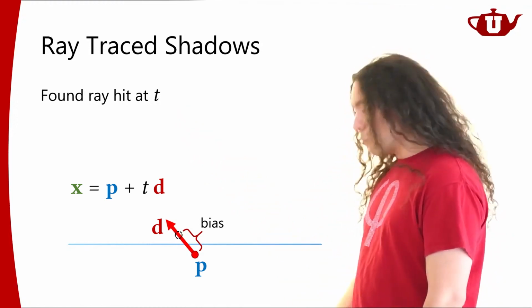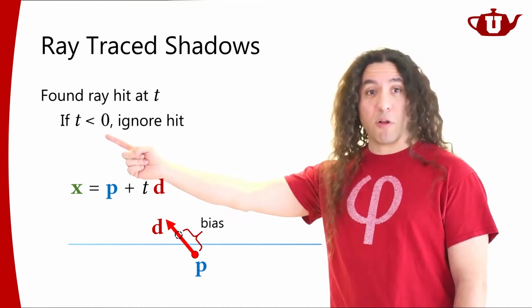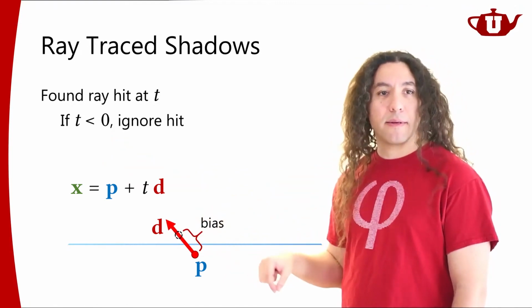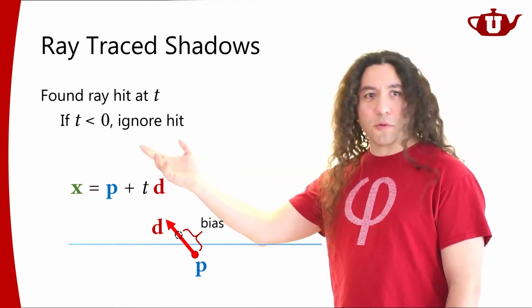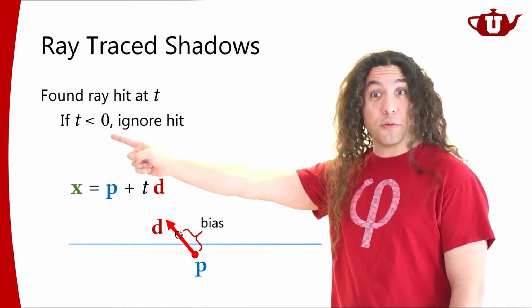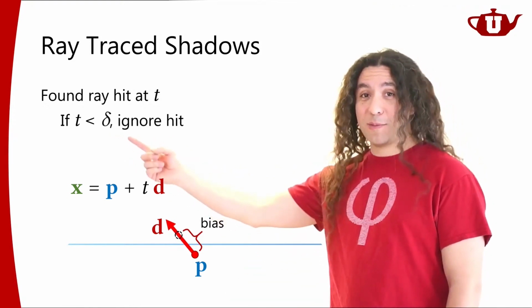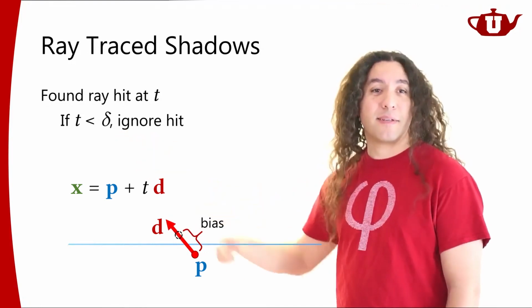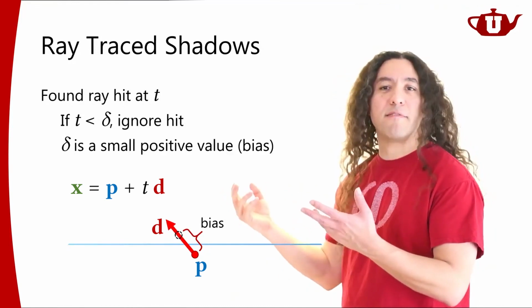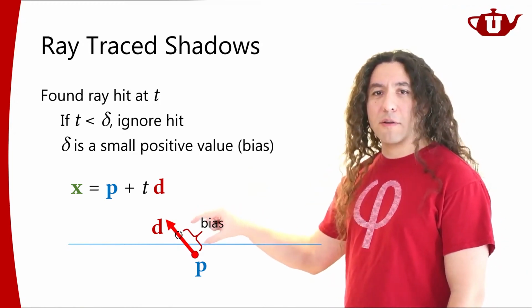All right. So normally what we do is that if that t value is smaller than 0, we will ignore it, right? That means it's behind the ray. Or maybe I should say smaller than or equal to 0. We'll ignore it. Instead of doing this test, which we already do, we're going to be doing this test with some delta, right? In this case, this delta is a small positive value that's going to be our bias, right?